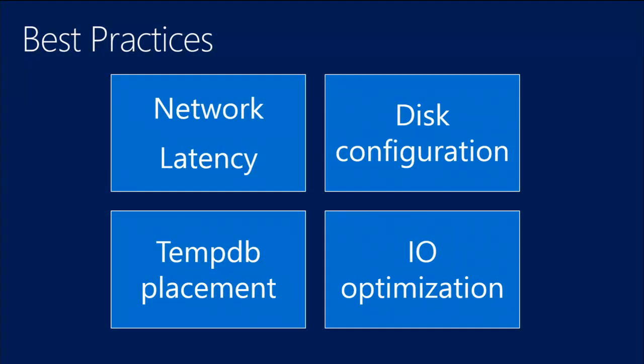Right then, and now I'll get to best practices. So these are just accumulation of some of these learnings. And if you take everything into account that I've just said, particularly about the architecture, then this is what we've concluded, and based on our testing as well, this is what we think the best practices are. And I'm dividing this into network, disk configuration, placement of tempDB, and then just optimizing I/O. In other words, just seeing what we can do to reduce I/O.